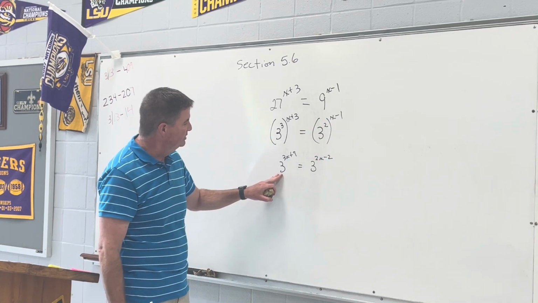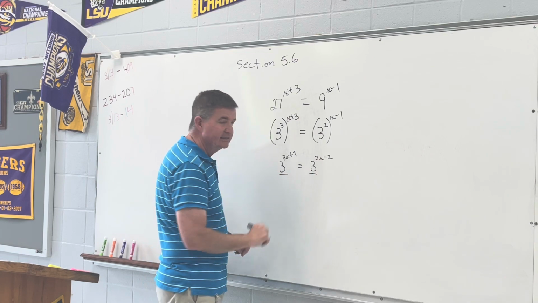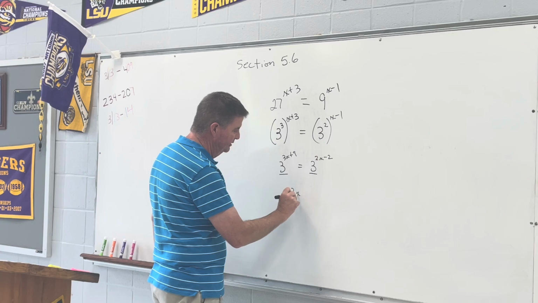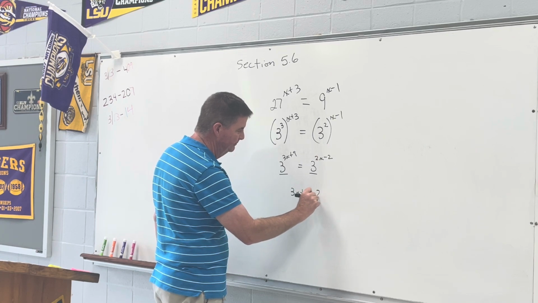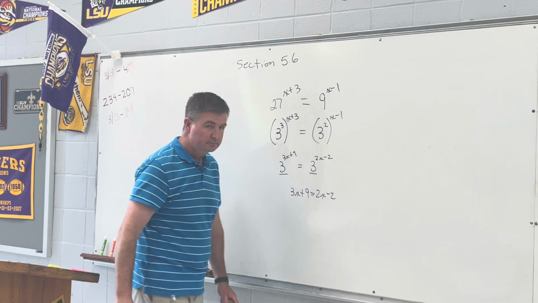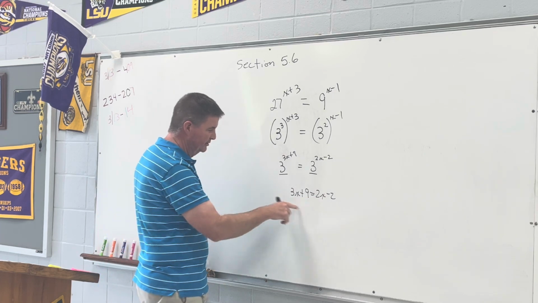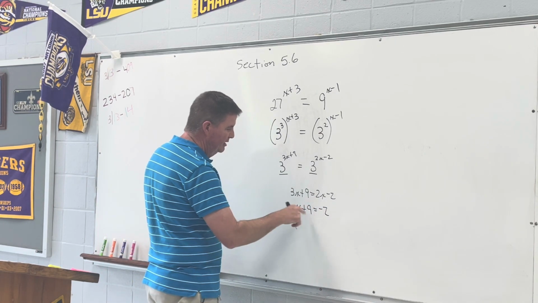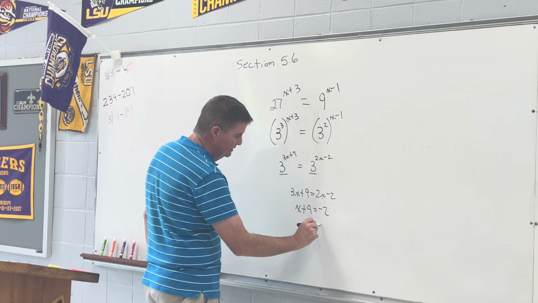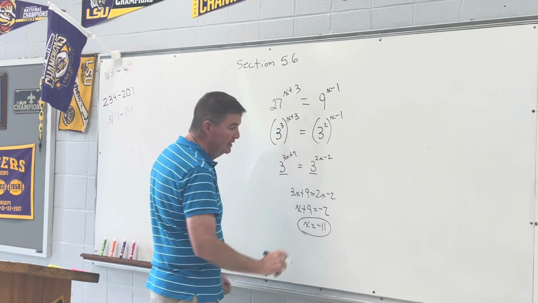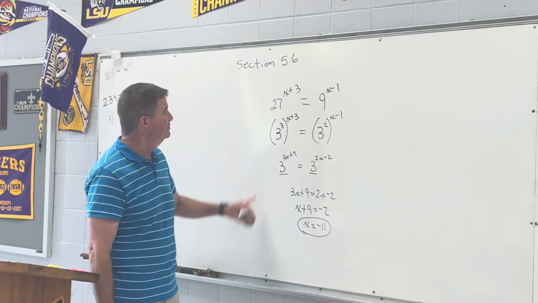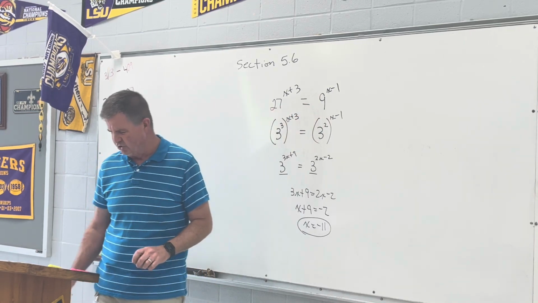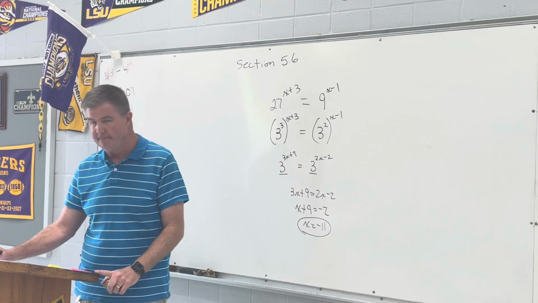Now we've accomplished our goal of writing the bases the same, so we can use that same technique and say that the exponents must be equal to each other. And now we solve: bring the 2x across, x plus 9 equals negative 2, bring the 9 to the other side, and x equals negative 11. So that's the technique that we're going to use. We're going to try to write the bases the same.